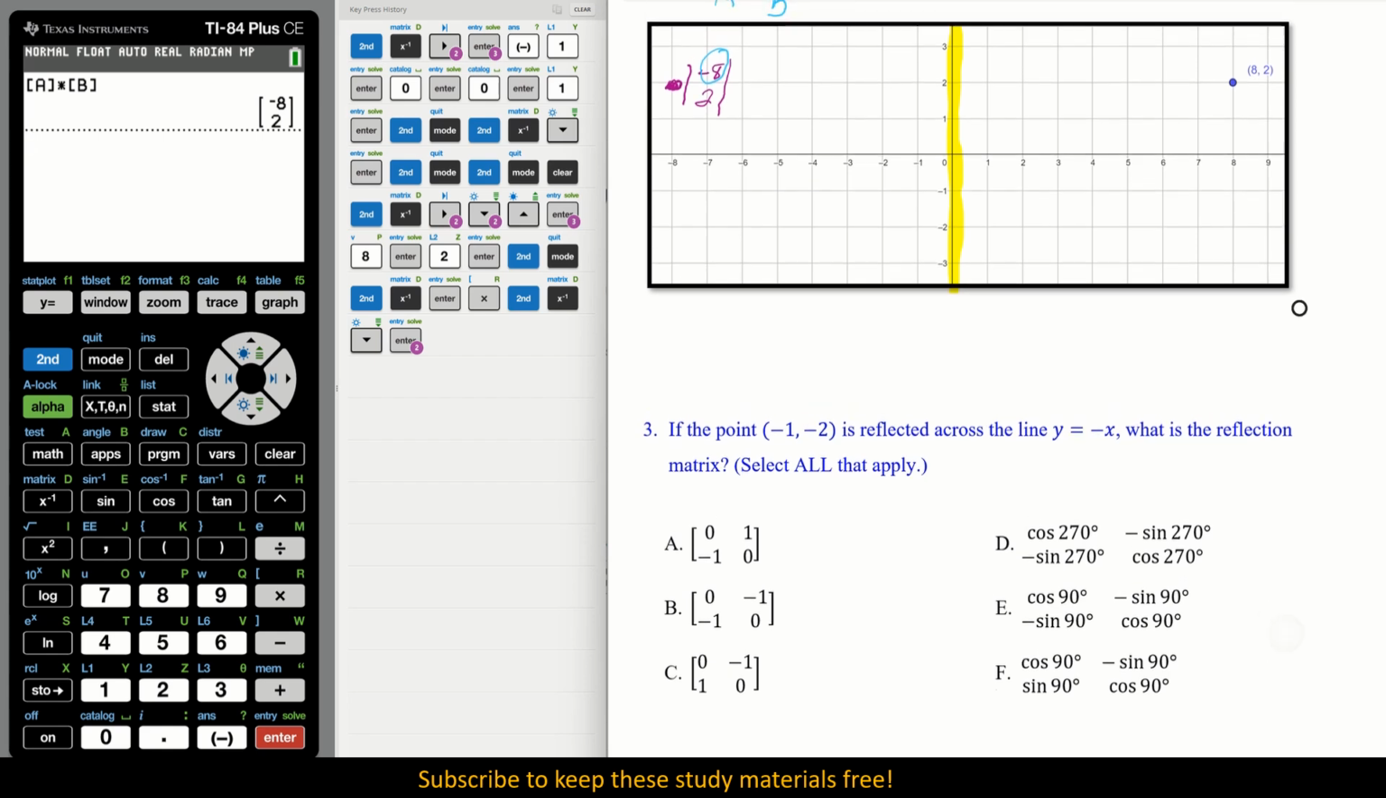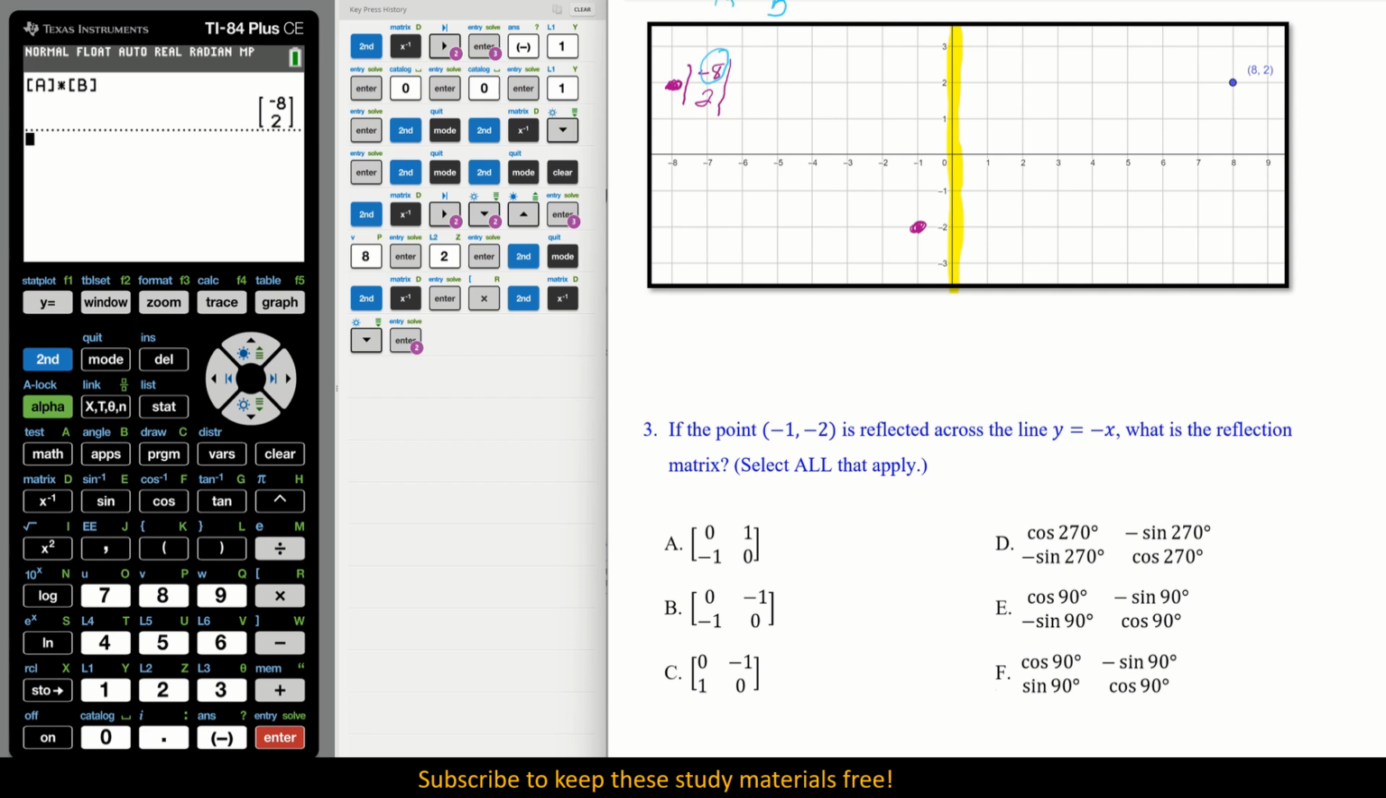Now we're going to continue to use this graph above to put in number 3. The point -1, -2, let's put that in. That's right here. -1, -2 is reflected across the line y equals -x. What is the reflection matrix?